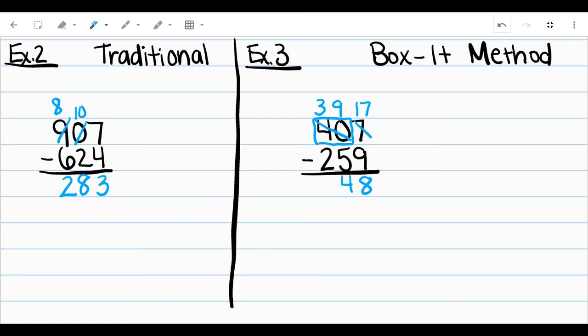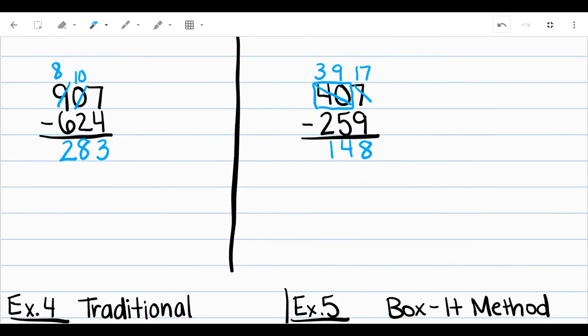And then my hundredths column, 3 minus 2 equals 1. So my difference for this problem is 148. All right, so those are 2 more examples. We have 2 more I want to look at.